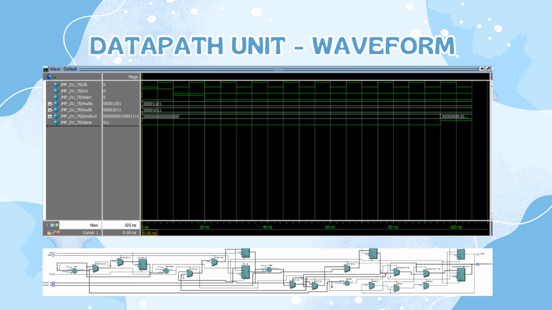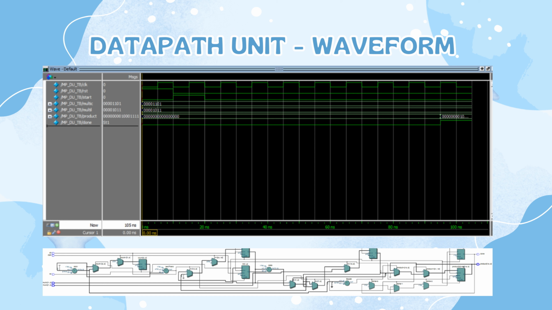For the key multi, the binary value is 00001011, representing decimal 11. For the key product, it is initially set to all 0, but after the computation, it updates to 10001111, which is equal to 143 in decimal.